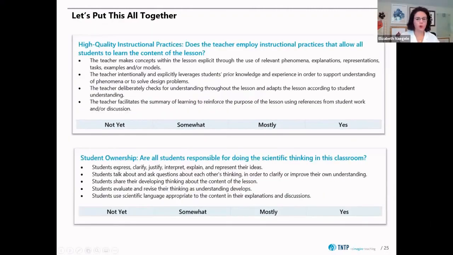Okay, so we're going to watch another video and this time we're going to take a look at the practices and the student ownership. We're not going to think about the content. We've had practice with that in the first video and in our other sessions. So now we're really going to focus on what strong instructional practices and strong student ownership look like in a classroom. We are going to watch a high school physics classroom. As you watch, I want you to make note of the indicators that go under instructional practices and student ownership.